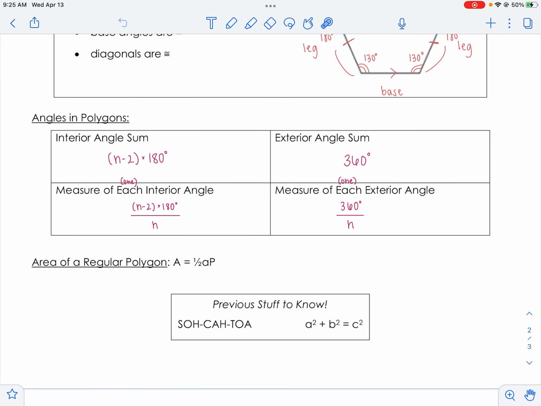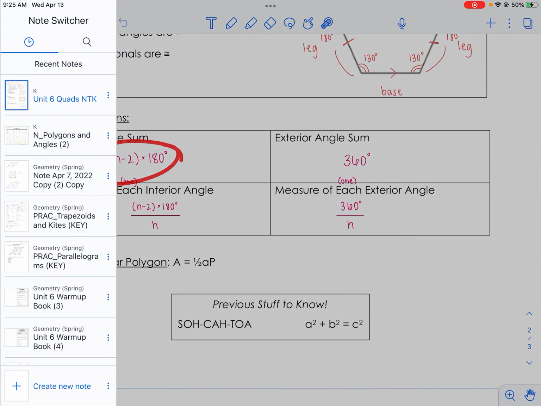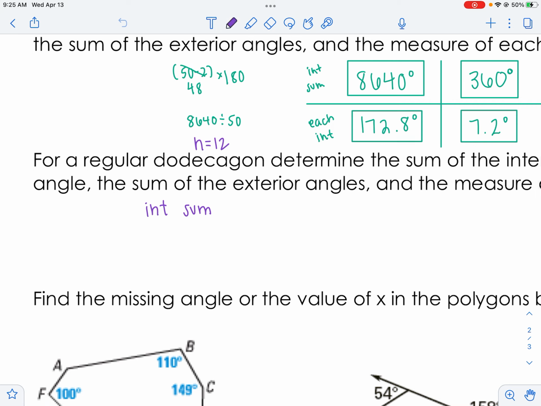I'm just using this formula chart right here. So the interior sum is n minus 2 times 180. So I need to figure out, well, 12 minus 2 is 10, and 10 times 180 would be 1,800.